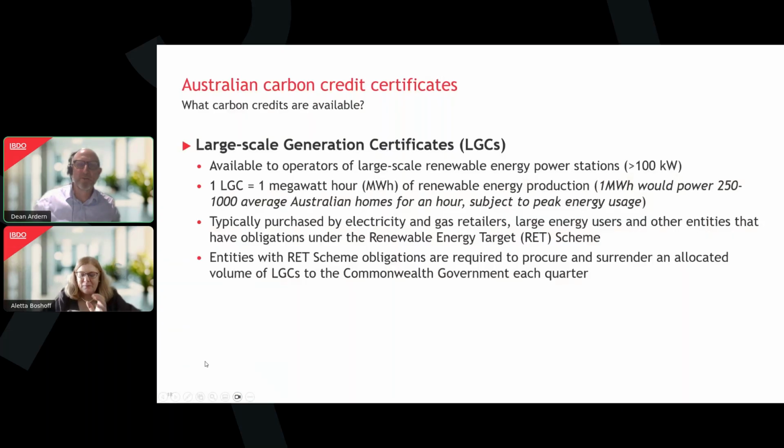That leads us on to now talking about actual carbon credits. Like I mentioned, the title of the presentation today is about ACCUs, but to give context, it's probably helpful to understand all of the different types of carbon credits that are available in Australia, because the ACCU, I tend to see as your real generalist carbon credit, because it can be used by lots of entities for different purposes. But there are different types of carbon credits out there. Starting with the large-scale generation certificates, they're available to operators of large-scale renewable energy power stations, so greater than 100 kilowatts production.